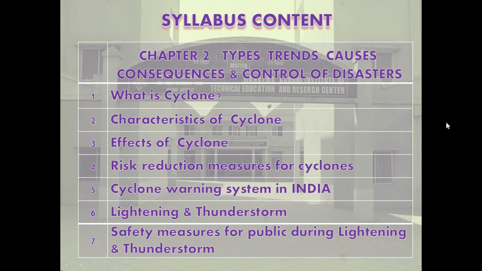Okay. Syllabus content. What is cyclone? Characteristics of cyclone. Effects of cyclone. Risk reduction measures for cyclones. And cyclone warning system in India, lightning and thunderstorm, and safety measures for the public during lightning and thunderstorm.